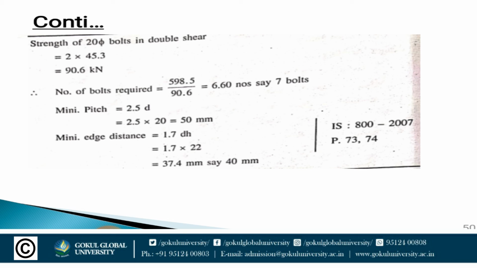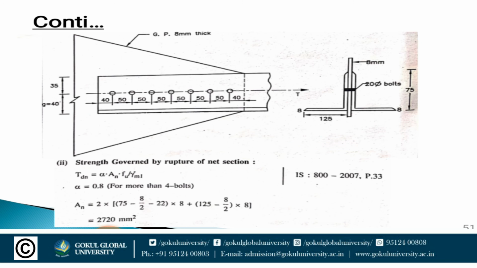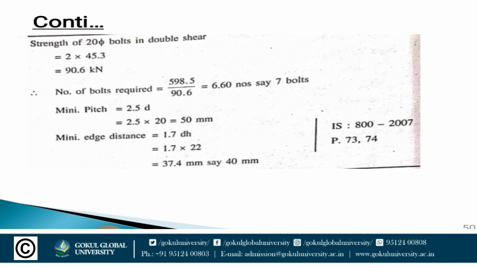After that we can identify the number of bolts required. The number of bolts required is equal to total load divided by the double shear capacity of the bolt. So total load we have. So we got the bolt value and then we identified the number of bolts. So here 7 bolts are required. So we identified the number of bolts. Now we have to identify the minimum pitch and end distance.